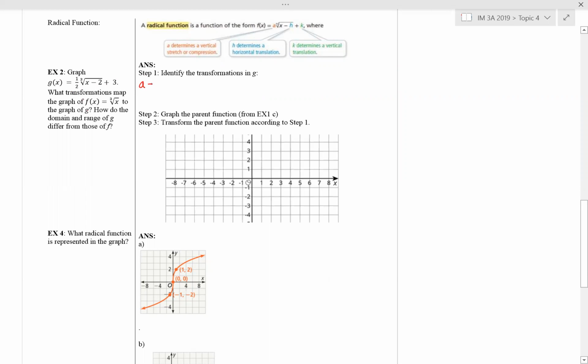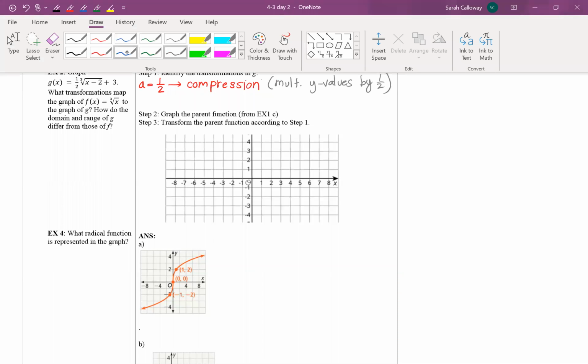So that means that our A value is 1/2. Remember that 1/2 means that we're going to have a compression. So compression means that I'm going to multiply our y values by 1/2 to create that compressed graph. Remember that I always do the compression first, and then I do the translation.